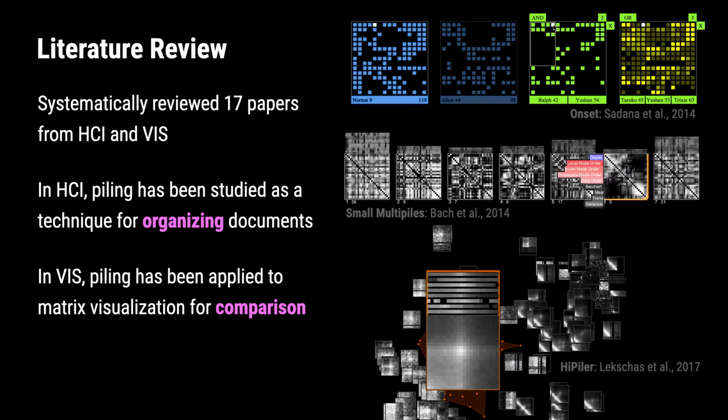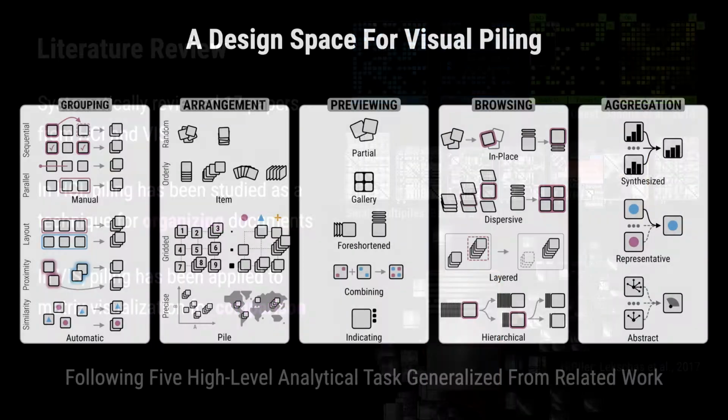In HCI, piling has been studied as an interaction technique for organizing digital document collections in desktop environments. The primary takeaway is that piling is understood as a preferred approach for casual organization, as it's cognitively less demanding compared to traditional filing techniques that rely on folder structures. In visualization, piling has been used only in the context of matrix visualizations for comparison. On the right side you can see some examples from 3 visualization papers that employed piling to compare individual matrices.